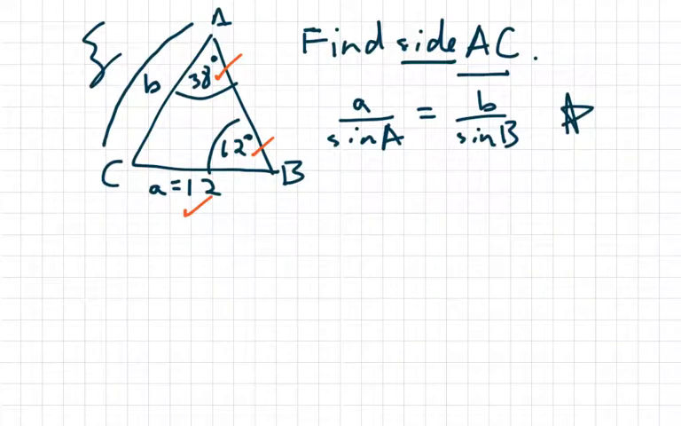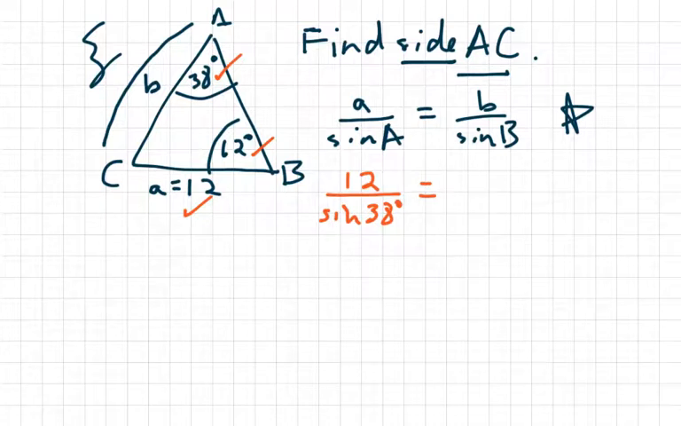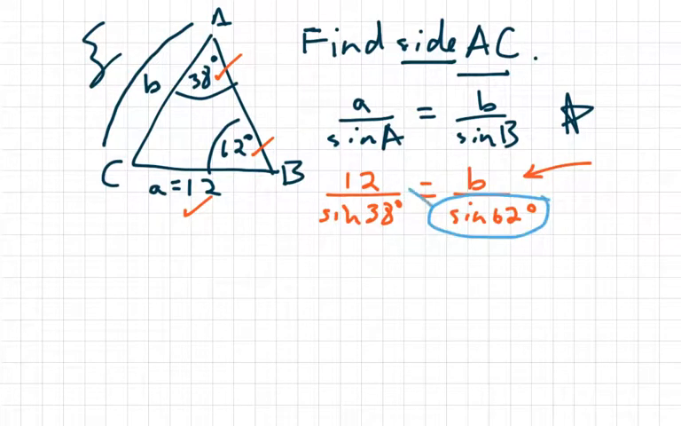Once I have it set up, now I can start substituting values in. So here we go. Side A is 12 over the sine of 38 degrees, which is equal to little b, or side B, side AC in the question, over the sine of angle B, which is 62 degrees. Because we chose this form of the law of sines, and it doesn't really matter, it's just what works easiest, our unknown is already on top. So in order to get it by itself, I'm going to multiply whatever sine 62 is up and out of there.